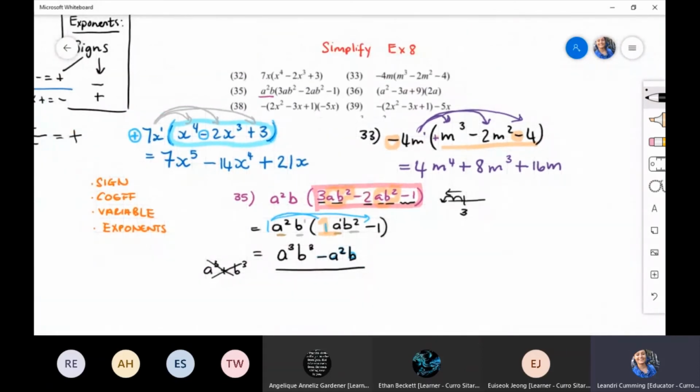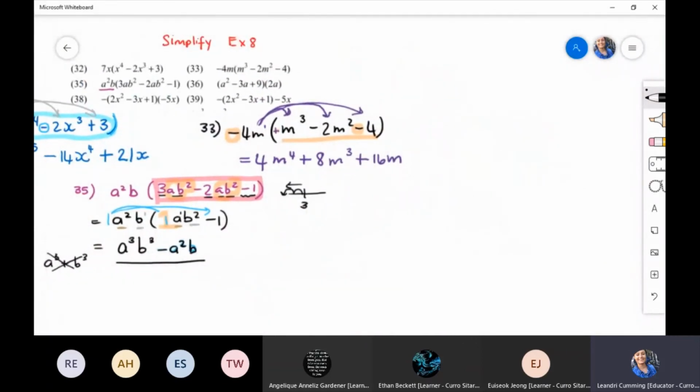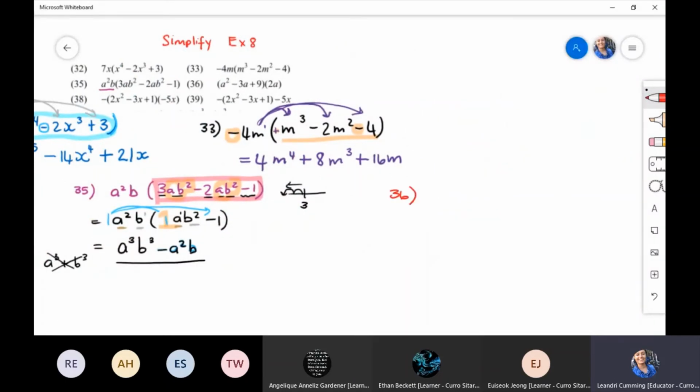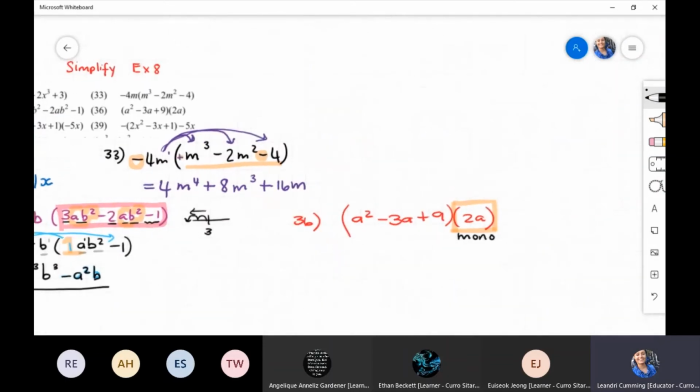Great, I trust you all understand. Then let's go to number 36. Number 36 we see, right, I have a bracket, a squared minus 3a plus 9, times 2a. Now this looks weird because we're not used to seeing things like that. A monomial. This is a monomial. We're not used to seeing the monomial at the back of the bracket. But there is a law that we learned in first term, and that law states that we are allowed to change the order of things.